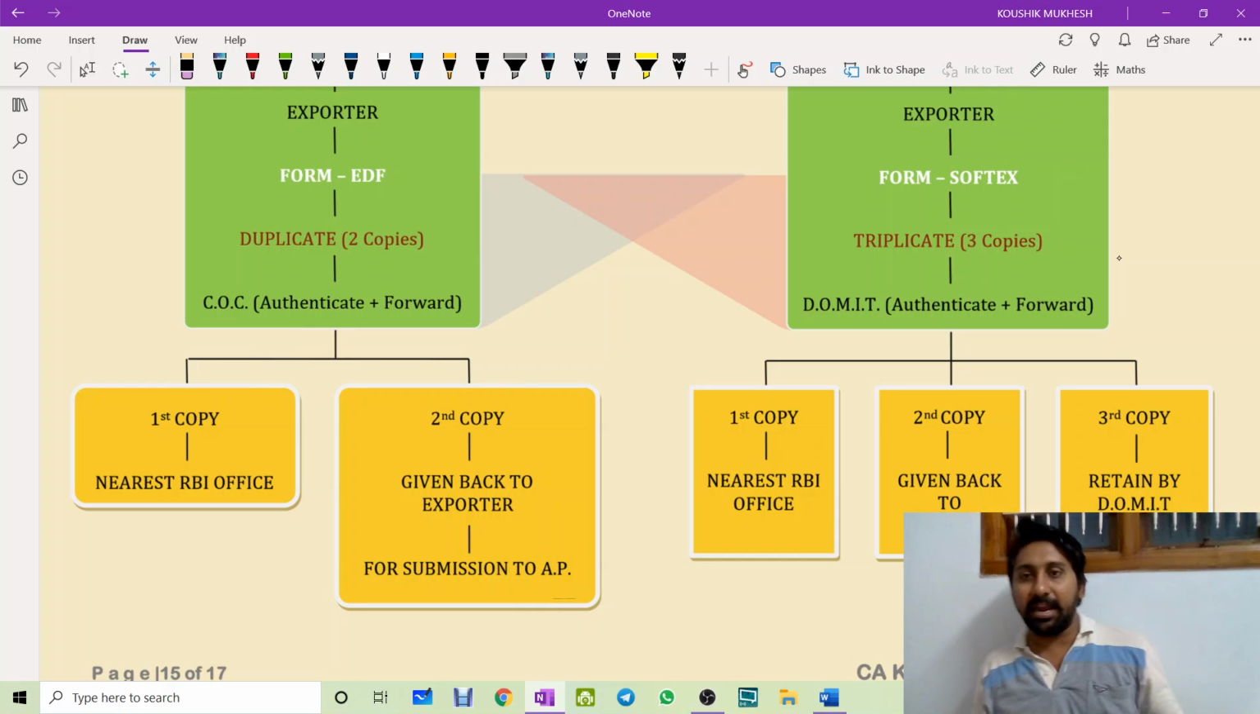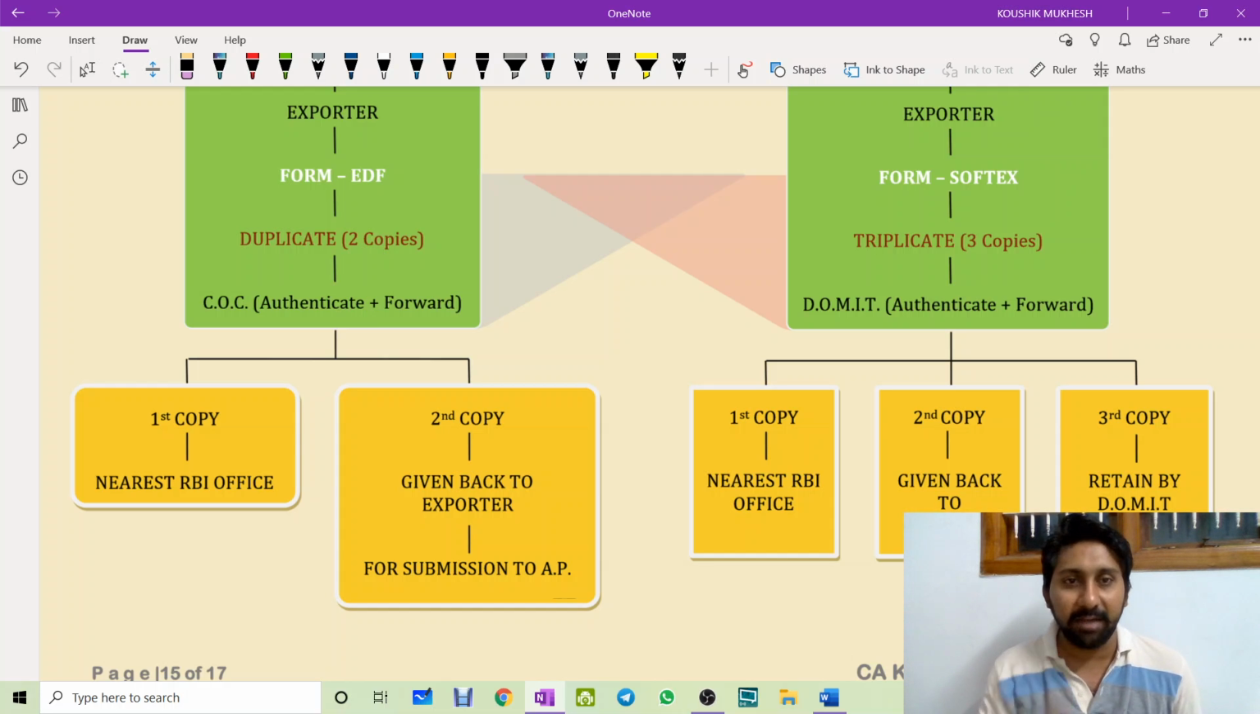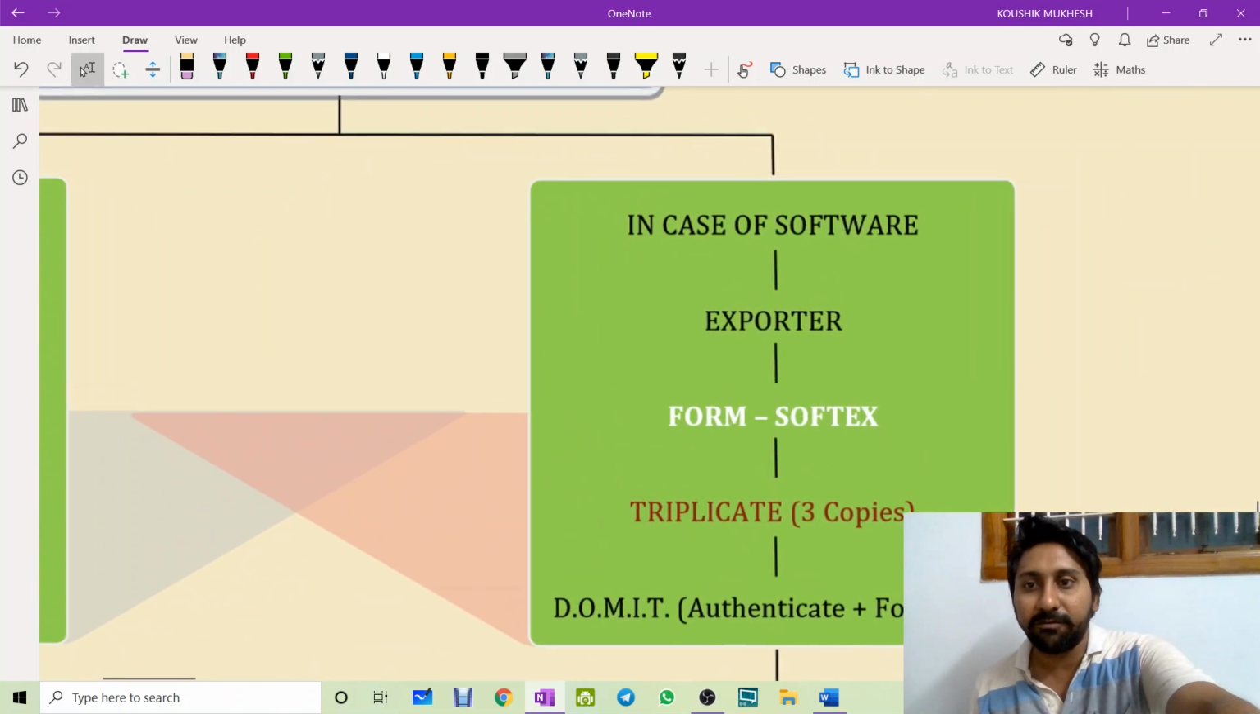I repeat once again as a revision. Point number one, we are going to make a declaration. In case of goods, we need to declare in form EDF in duplicate, in two copies. One copy is given to the COC. He will sign, authenticate and check whether all the contents are properly filled or not, and forward the first copy to the nearest RBI office, and the second copy will be given back to the exporter. That exporter will again give it to the authorized person for the collection of proceeds of export on the due date.